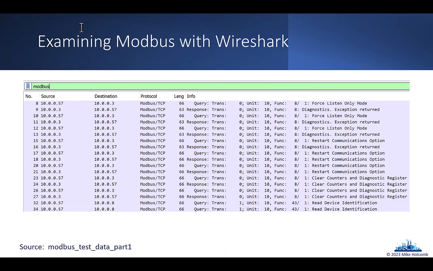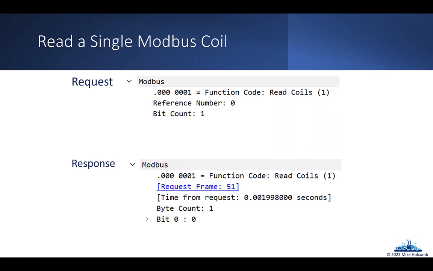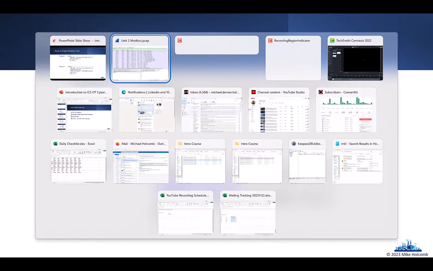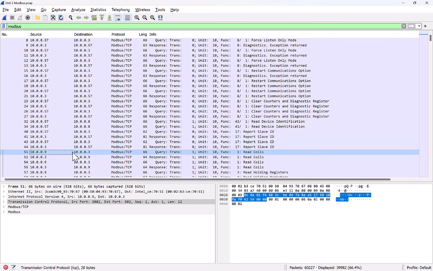Now, there's some other things that we can look at. So what happens when we start digging into these requests and the responses that we're seeing? We'll look at one of these real quickly, so we can jump down to packet 51 here. It's interesting also because now there's a third host in the packet capture, because now we're also seeing 10.0.0.9 and 10.0.0.3.